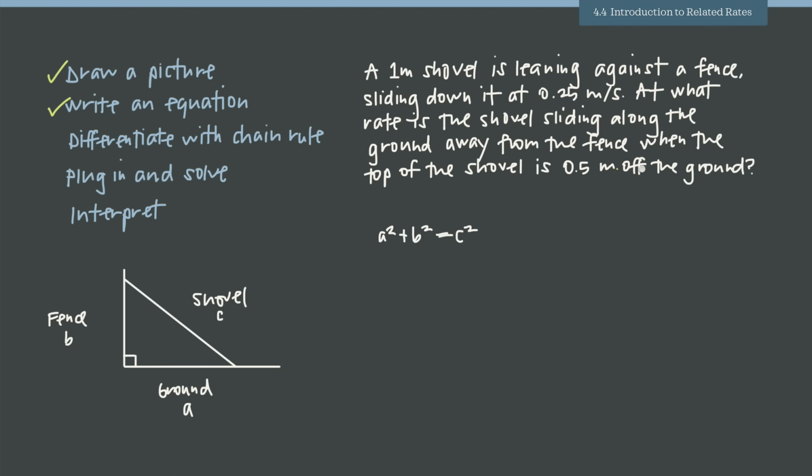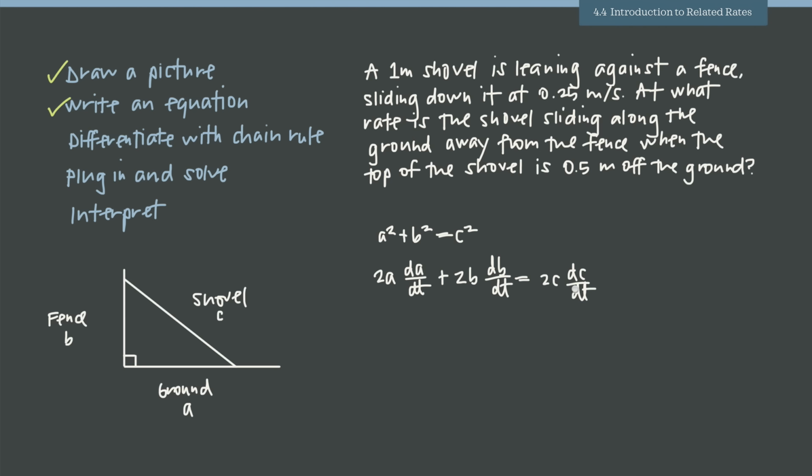And then we want to differentiate with chain rule. And this goes back to treating each of the variables as a function with respect to time. So when we differentiate each variable, we do it like we did with implicit differentiation. So the derivative of a squared is 2a, but then we have to multiply by dA over dt. The derivative of b squared is 2b, but then we multiply by dB over dt. And the derivative of c squared is 2c, but then we multiply by dC over dt.